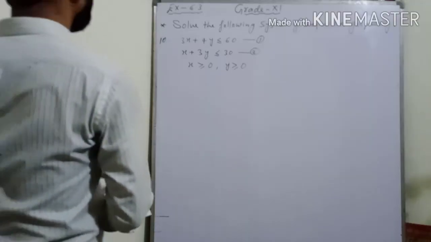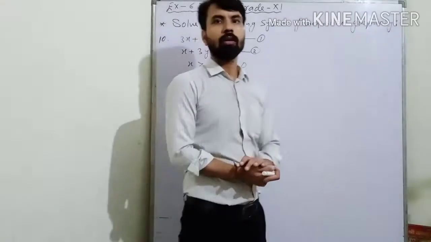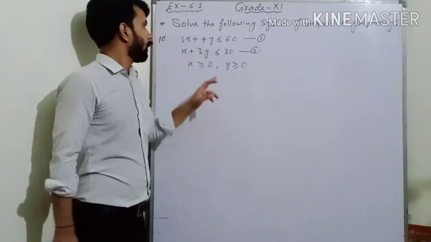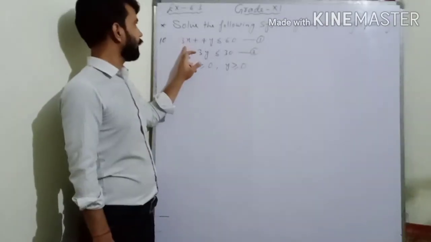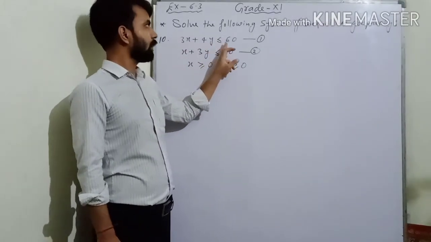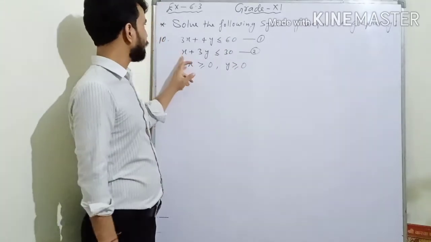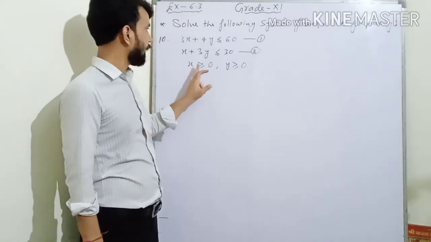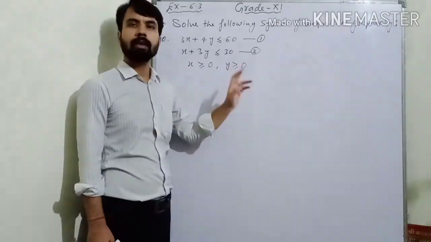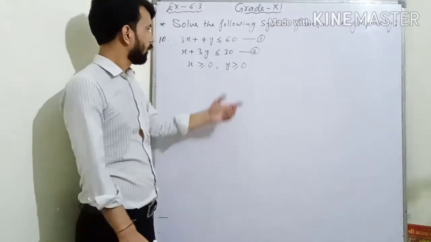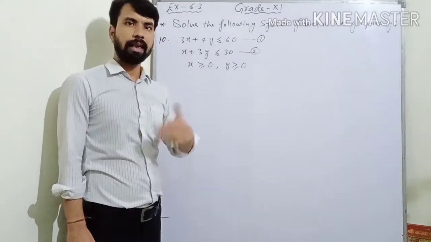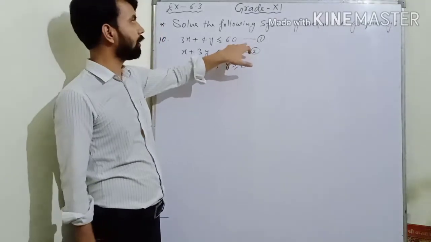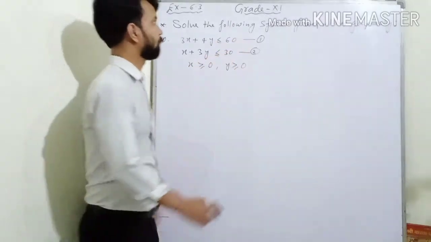Okay students, now I am going to explain to you question number 10 of this exercise. First inequality is given: 3x plus 4y is smaller than or equal to 60. Second inequality is given: x plus 3y is smaller than or equal to 30. Third is given: x is greater than or equal to 0 and y is greater than or equal to 0. We will leave these 2 inequalities. I will tell you later why I am saying this. First, we will have to find the points for these 2 inequalities.